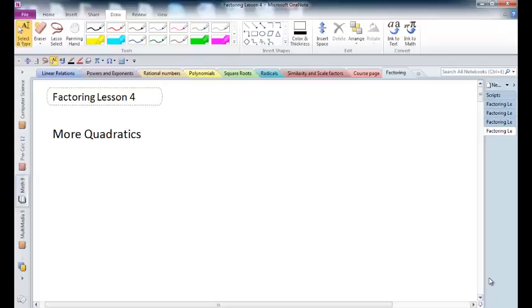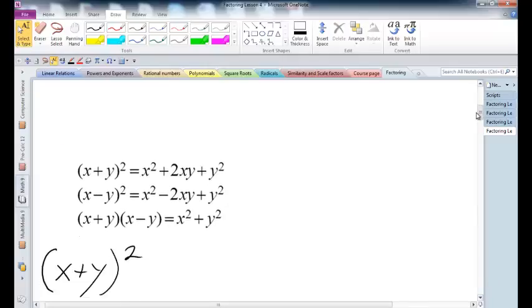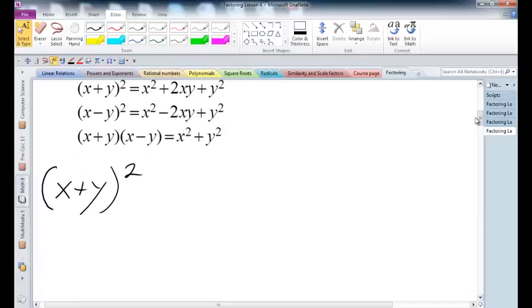Hello and welcome to Lesson 4 of our factoring unit. Today we're going to look at 3 applications of the distributive law that will help us factor quadratics. Here are 3 special products, and if you learn to recognize them, they'll really help you factor quadratics. Let's look at the first one, (x + y) squared.